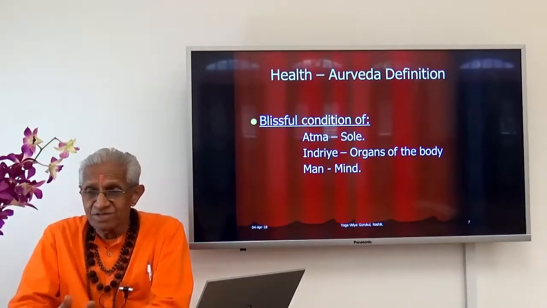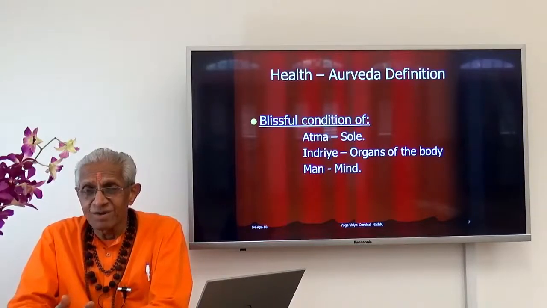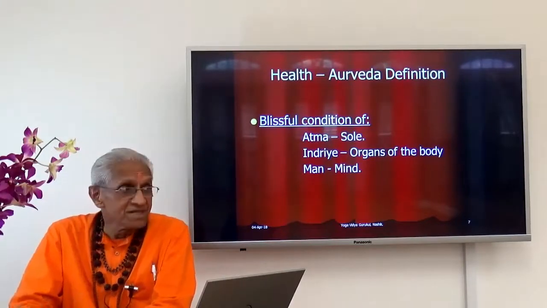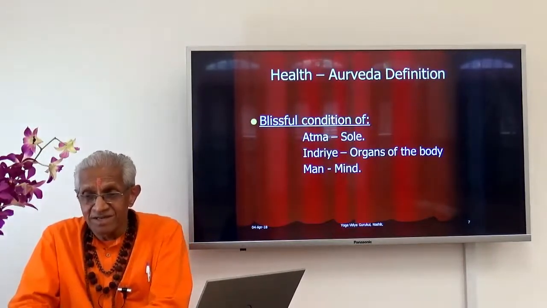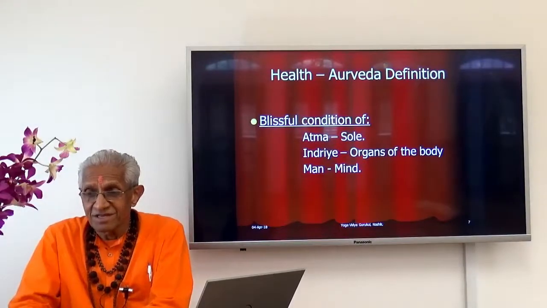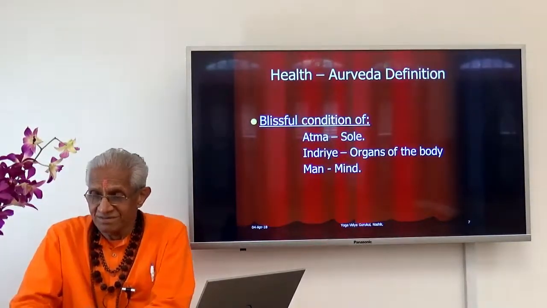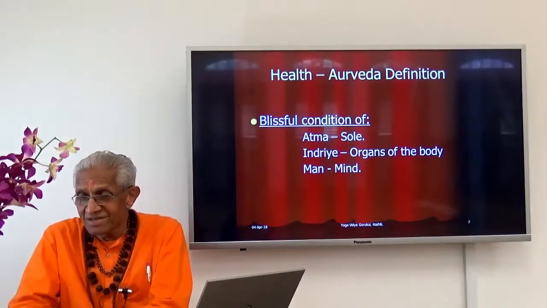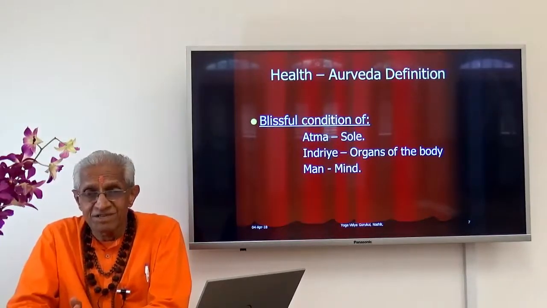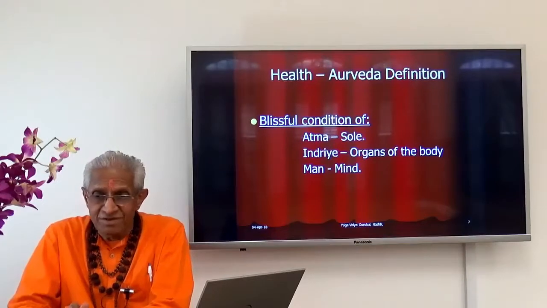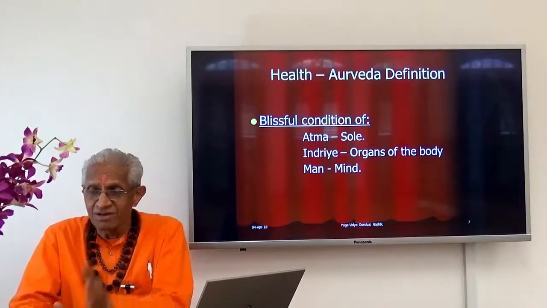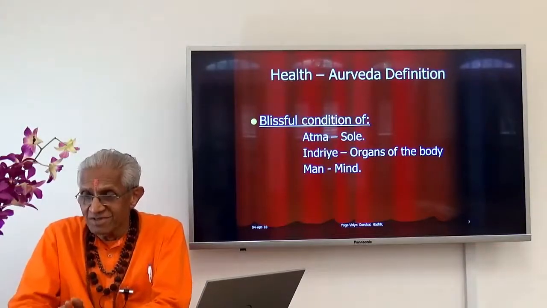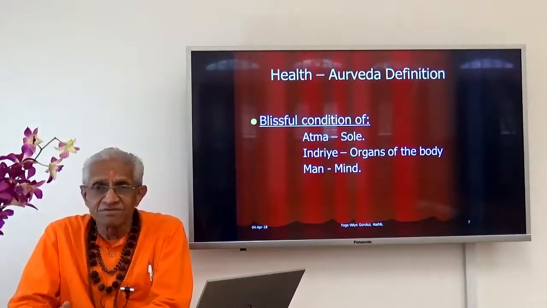So in addition to all the physical parts and components of the body, Atma, Indriya and Man also must be in a blissful condition. Then only the person is called a perfectly healthy person. Swastha iti abhidhiyate. This is a very wide explanation of the definition of health. And definitely all these points have been accepted recently by the World Health Organization also, and they are included in their definition. They have modified the definition recently, which I already explained to you.